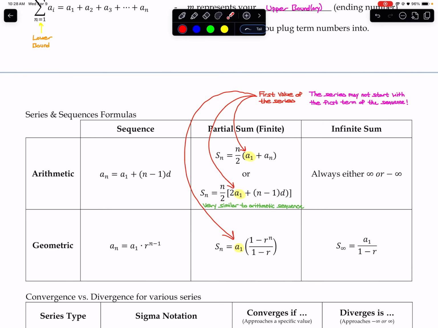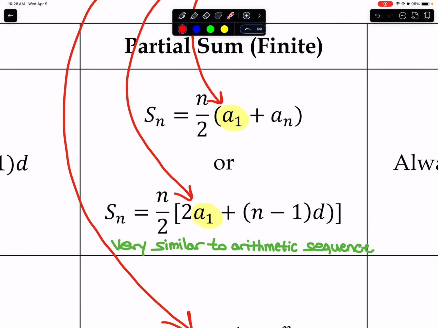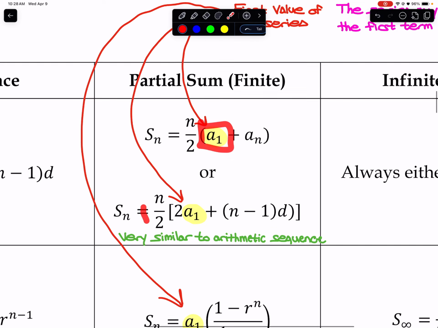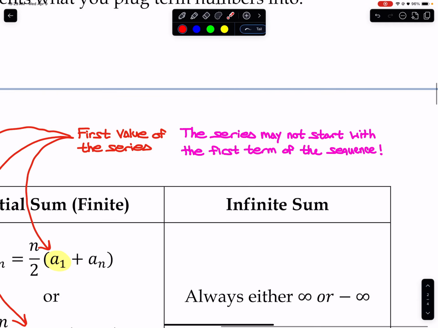So with your finite arithmetic, which means we're looking at this box right here, there are actually 2 different formulas that we can use. So we can do the number of terms divided by 2, and then multiply that times the value of the first term of the series plus the last term of the series. Now, speaking of this a sub 1 right here, because I have this written everywhere, this is going to be the first value of the series.